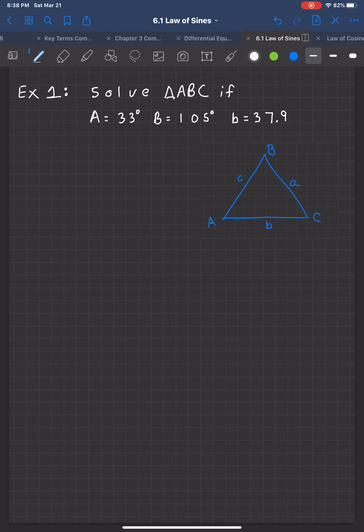Ready? So in this case, we would know that angle A is 33 degrees. Angle B is 105 degrees. And little b is 37.9. I'm not going to care, and I don't think you should care too much, as to whether your triangle really represents what the true triangle should look like. I'm just suggesting draw some random non-right triangle and label it.